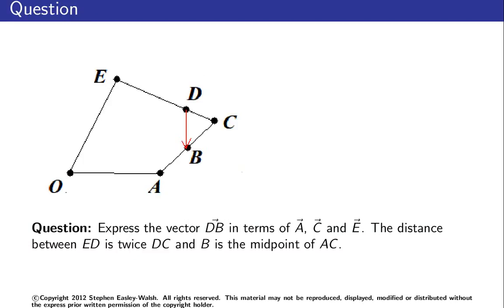Express the red vector DB in terms of the position vectors A, C and E. The distance between E and D is twice DC, and B is the midpoint of AC. So we're looking for DB, that red vector. So DB is equal to B minus D. That's our new rule that we developed. B is equal to A plus AB. And likewise D will equal E plus ED. And if you have trouble seeing that, just picture the A and E as OA and OE.